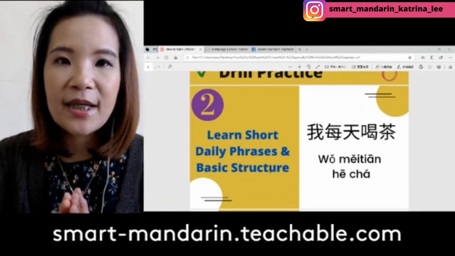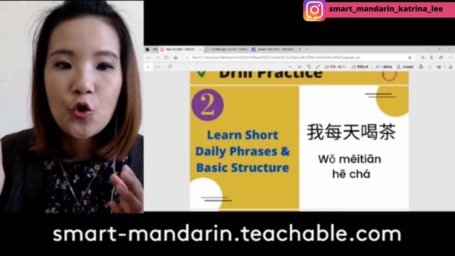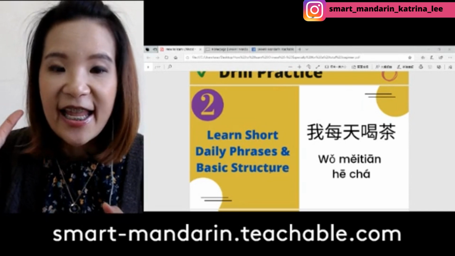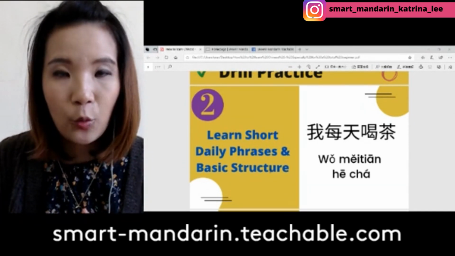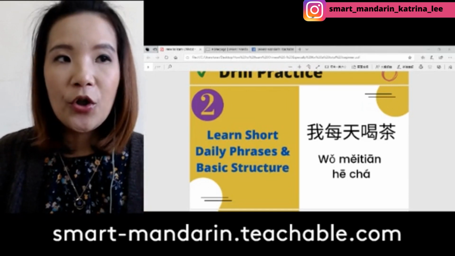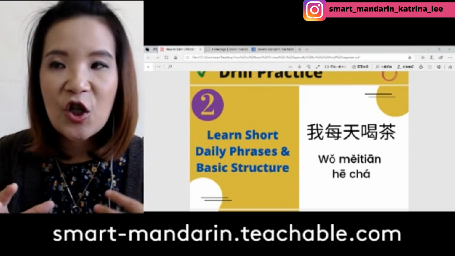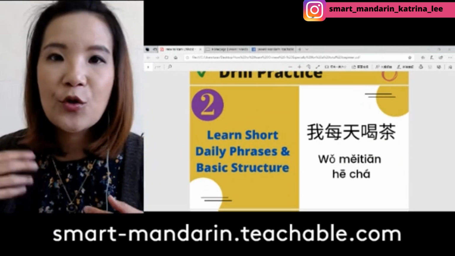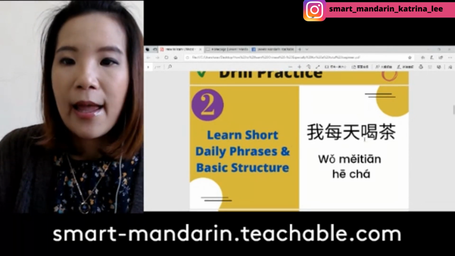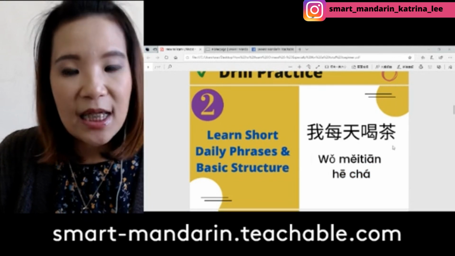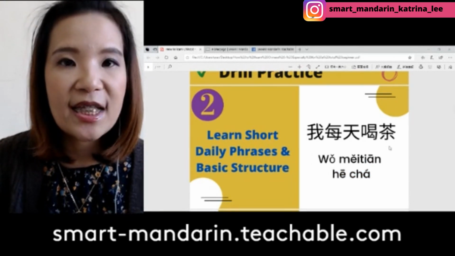The second step is I encourage you to learn more short, daily phrases, and the basic structure. What do I mean by that? So you practice some pinyin, and you have some combinations. You know how to read some pinyin, some words. And you know 喝茶, meaning to drink tea. And now you have to expand your sentence. You have to learn some short phrases now.